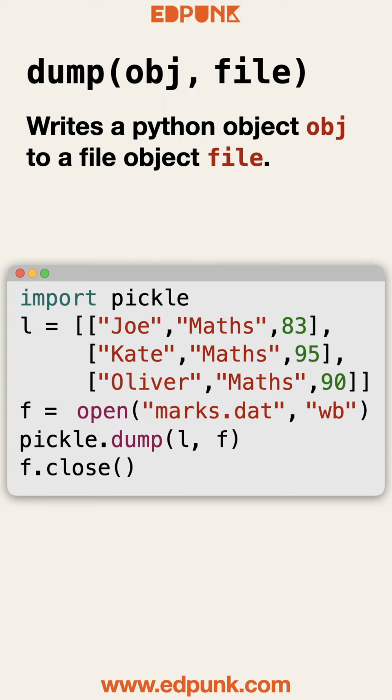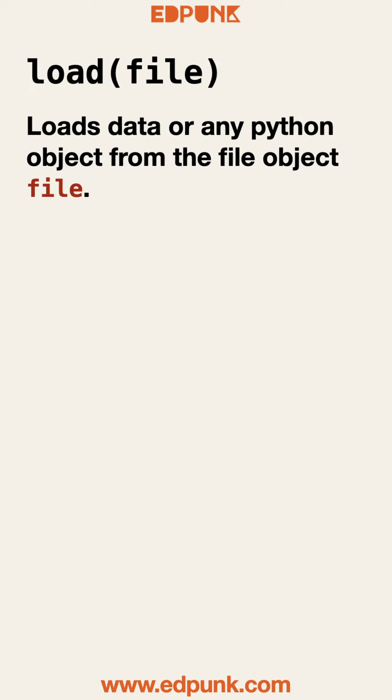Now, we can access this data in Python using the next function, which is the load function. The load function can read the pickled representation of an object or data from a file object file, which is returned when a file is opened for reading in binary mode. For example, let us write a program which reads the pickled nested list from the previously created file marks.dat.